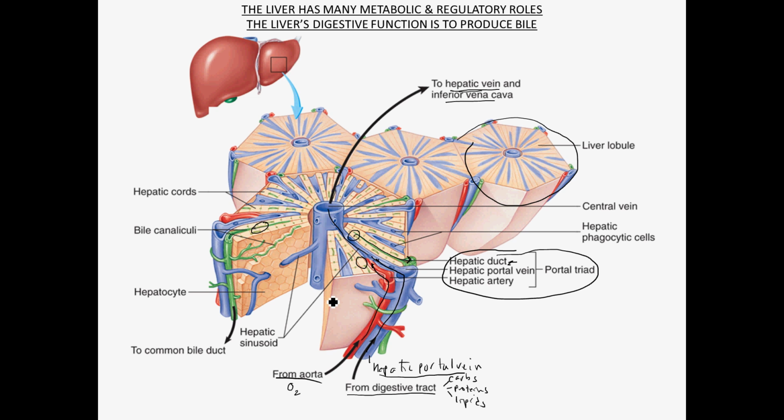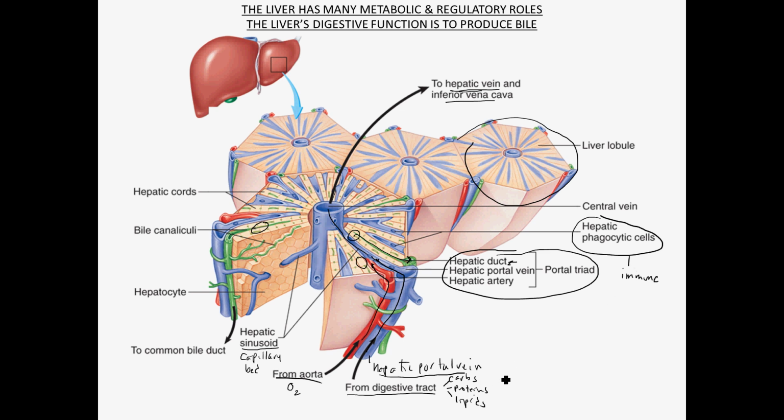So I use that word sinusoid here, and this hepatic sinusoid is something you can think of as a capillary bed. One final thing, and I don't see it mentioned on here. Oh, here we go. We have these hepatic phagocytic cells that are also here, and these play an immune system role, right?